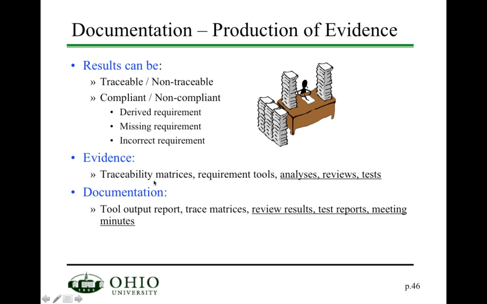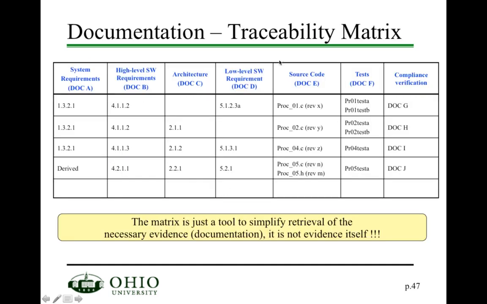Traceability matrices. An example of a traceability matrix would be here, where I have a particular requirement, and it's traceable to a high-level requirement, a low-level requirement, a piece of source code, a set of tests, and a compliance verification document. So this matrix here is just a tool. I can use this matrix, but it's not the evidence itself. For the evidence, I really still need to go to this particular high-level requirement, but this is a tool so I can easily say, okay, let me look at this high-level requirement, now look at the system requirements, and make sure that indeed they are the same.